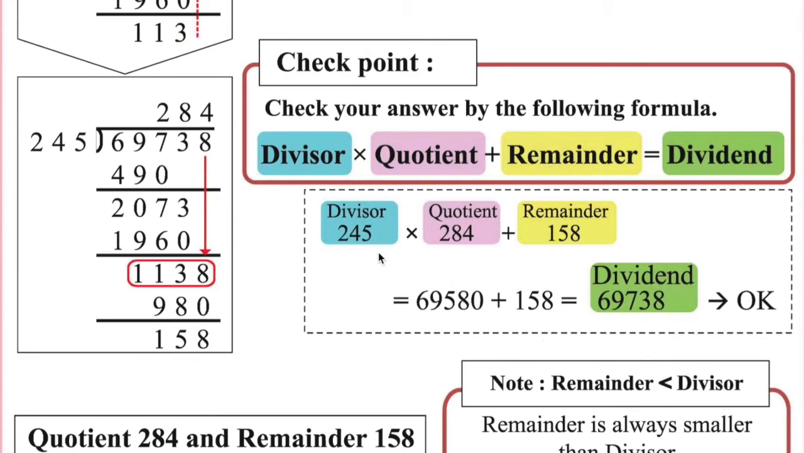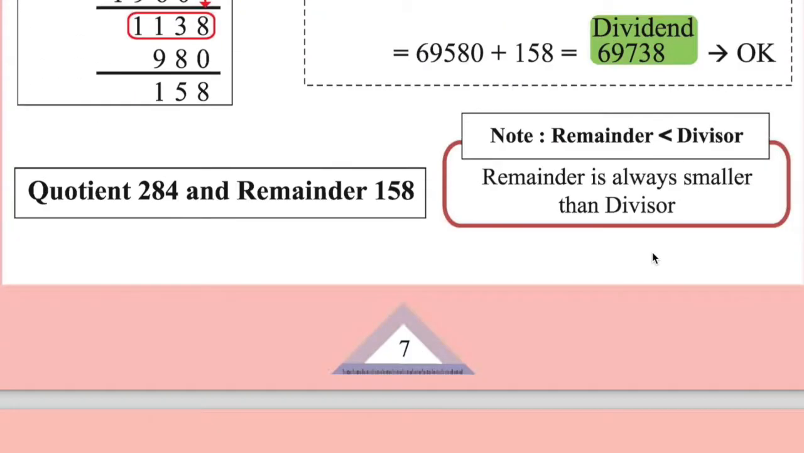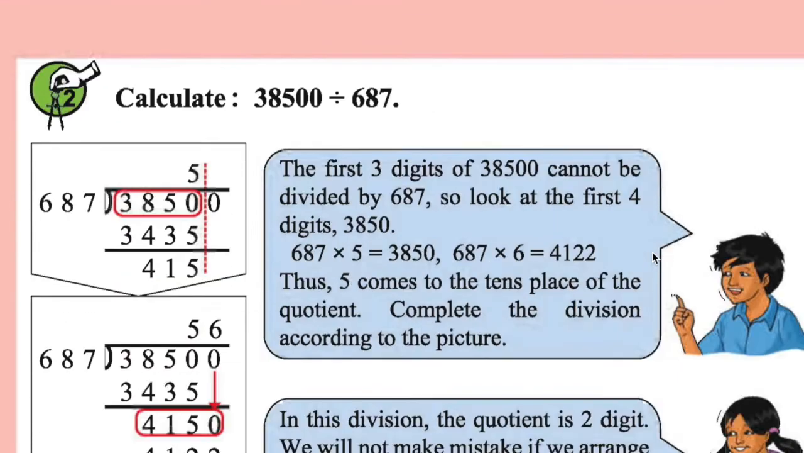Divisor is 245, quotient is 284, remainder is 158. When you do this simple math, you will get the value as 69,738, which is nothing but the dividend. Then this is correct.